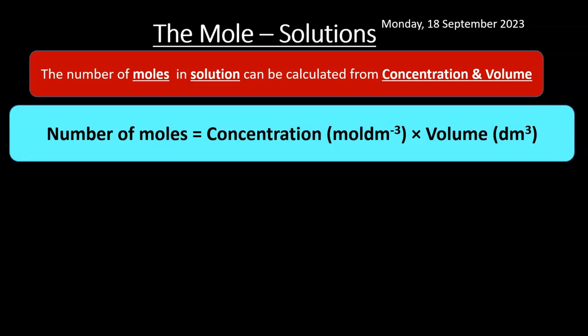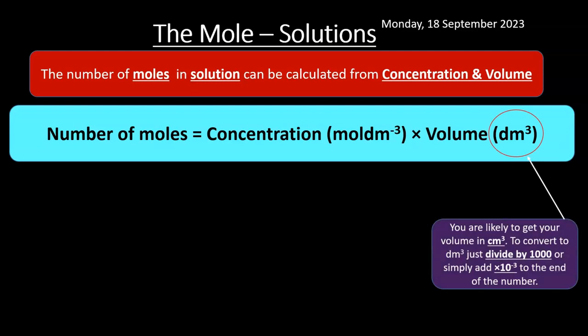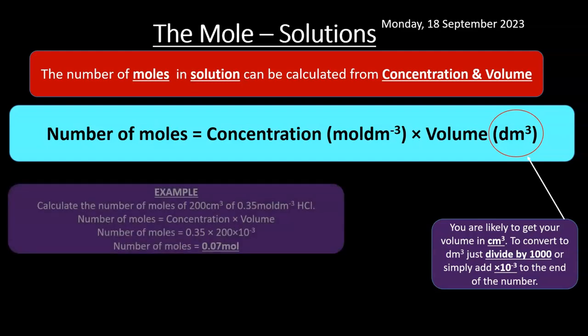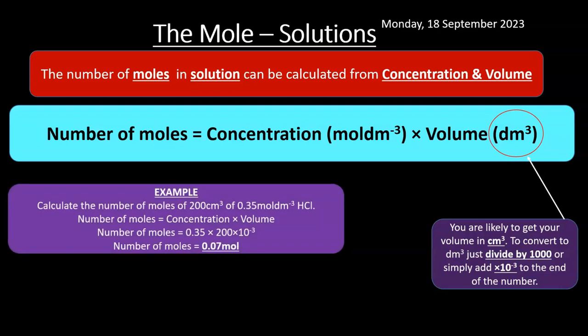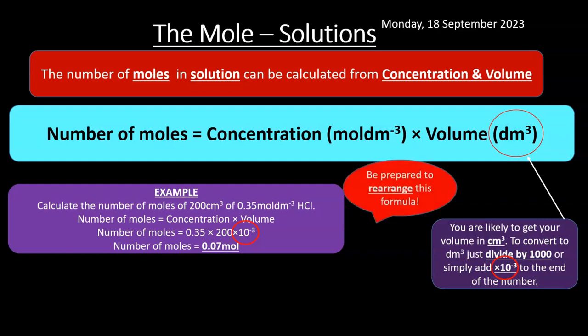The volume must be in dm cubed. You are often likely to have to change your volume units between cm cubed and dm cubed to use this triangle. And as a simple example, calculate a number of moles of 200 cubic centimeters of 0.35 mole per cubic decimeter HCl. And a very simple calculation, of course, indeed. Notice we have to change the volume to dm cubed to enable us to use the triangle.